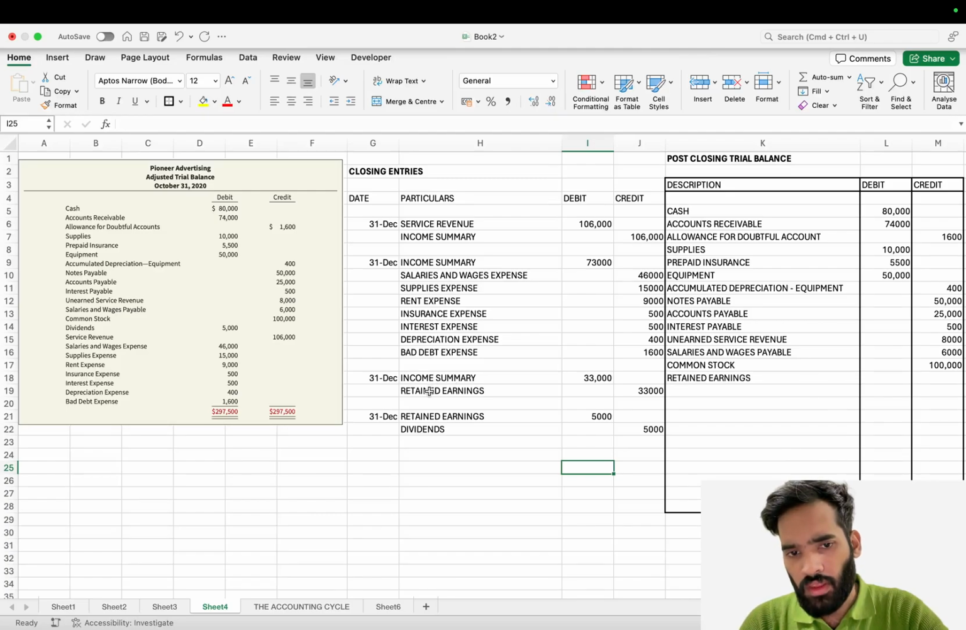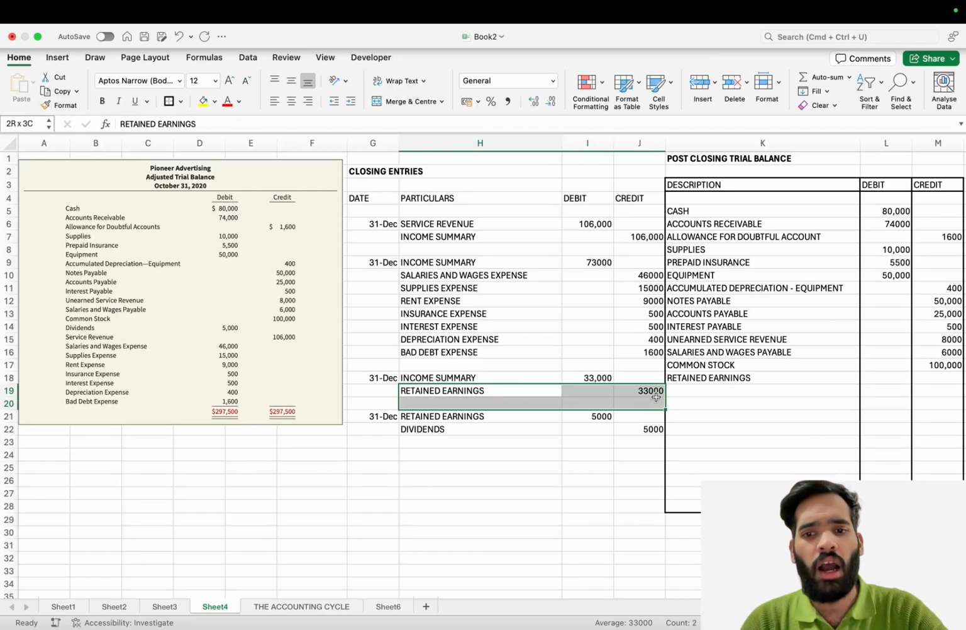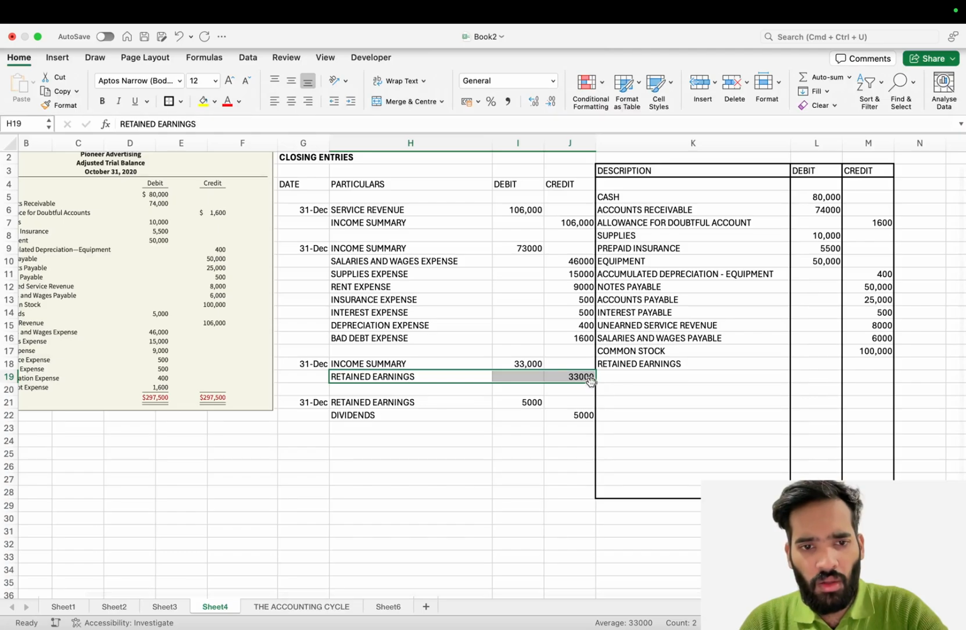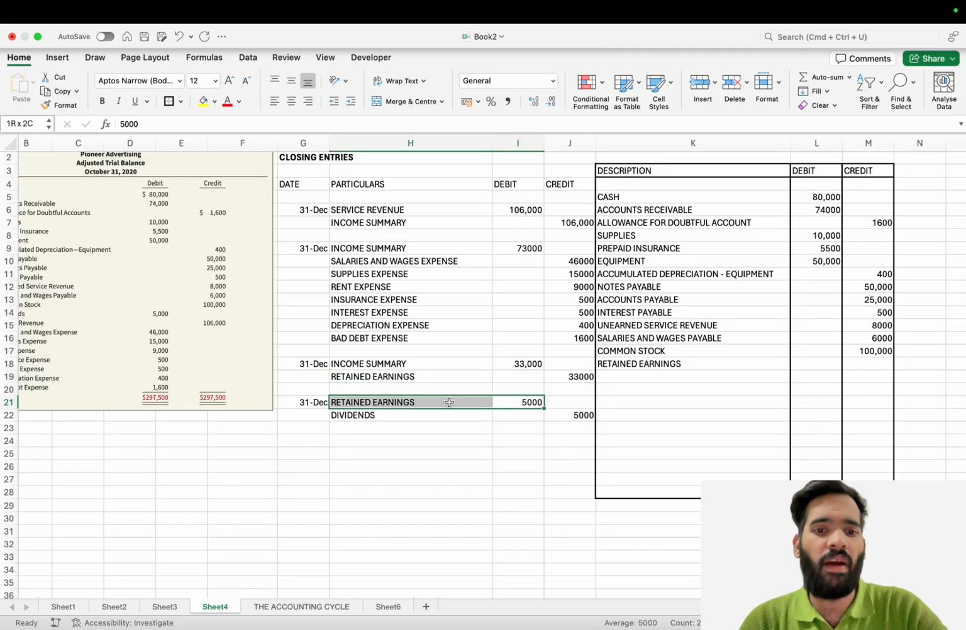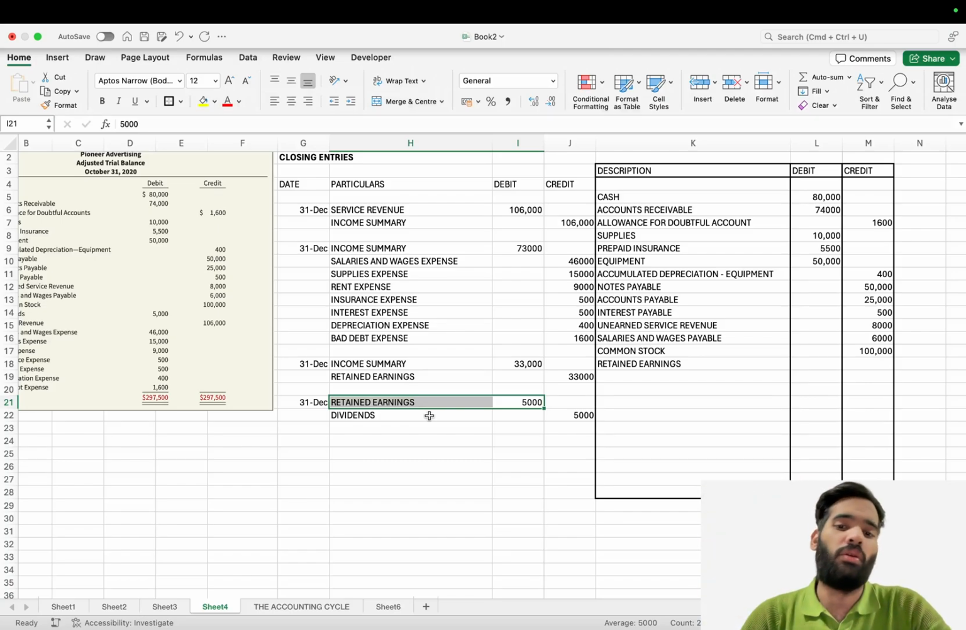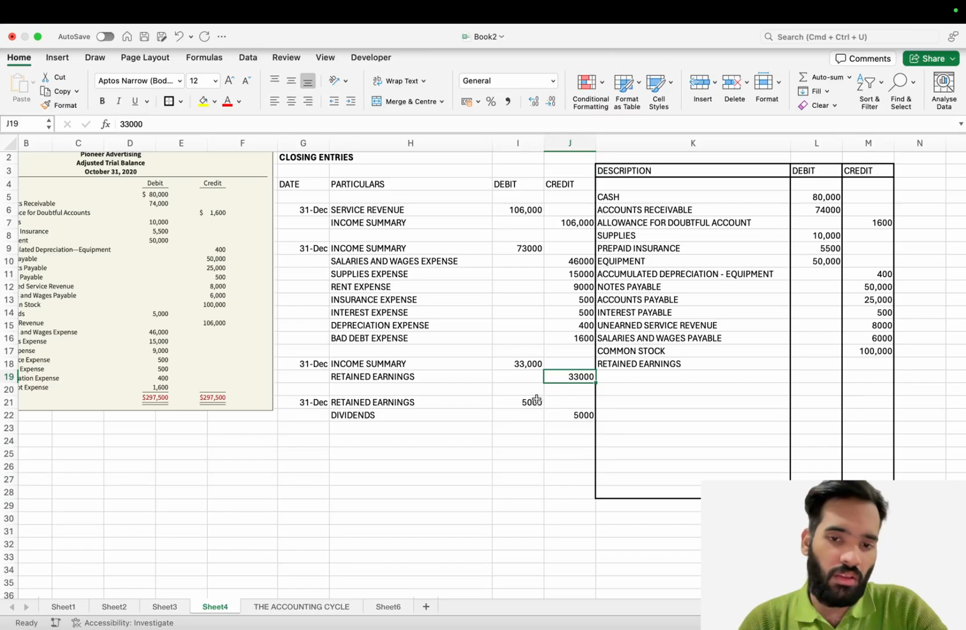So let's think about what we did to retained earnings in our closing entries. If you notice here, first we increased retained earnings. How do I know it's an increase? Because it's an equity account, it increases on the credit side. So if I increase it by 33,000, then I decreased it by 5,000 because I paid dividends, and when you pay dividends, the retained profit that you have in the business obviously goes down because you just paid it out to other people. So it will be 33,000 increase minus 5,000 decrease to see how much we are left with.